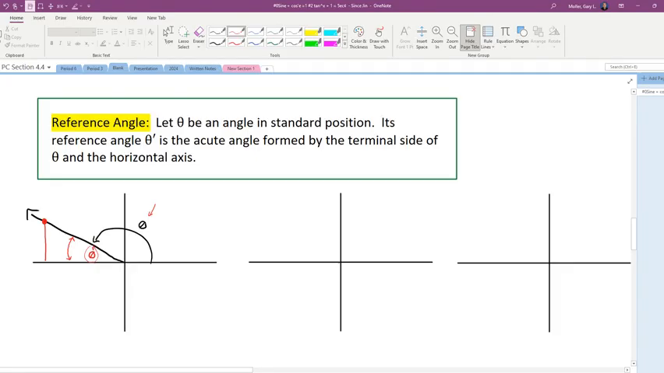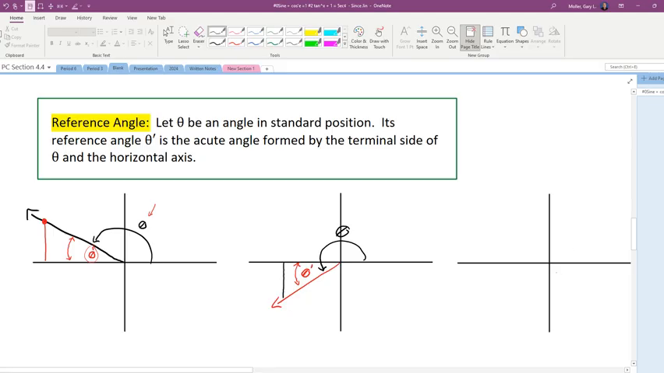So if we are in quadrant 3, right, so theta opens all the way up to here. Then the acute angle formed with the horizontal axis would be this angle right here. So this little bit right here would be theta prime. And this original angle, theta, is here. But if I'm going to answer sine of theta, what I really need to do is analyze this little triangle created with theta prime, which is what we've been doing the whole time.